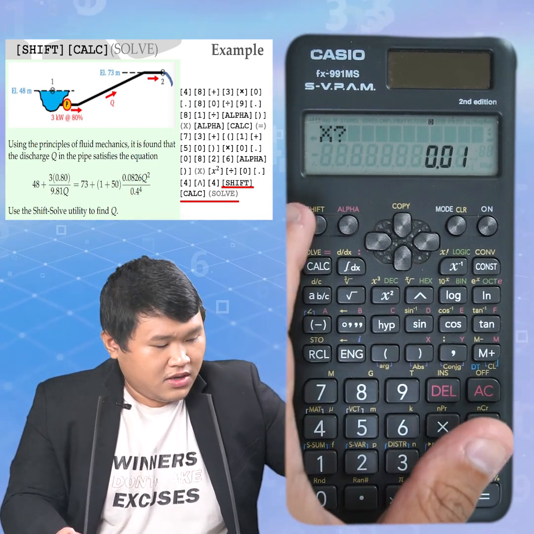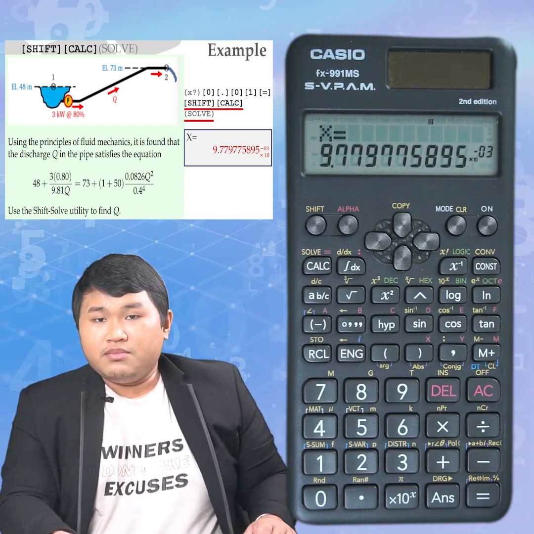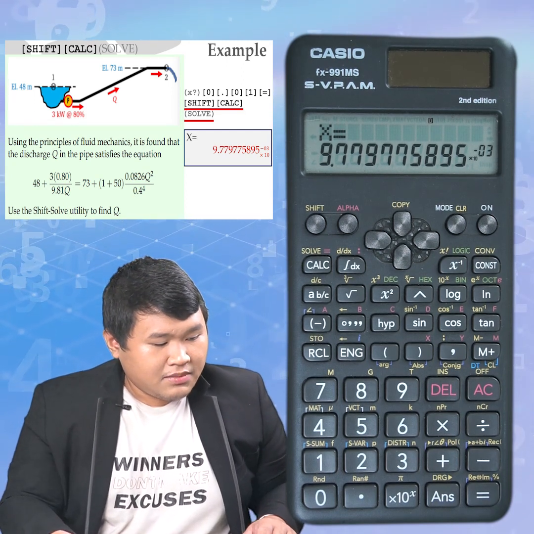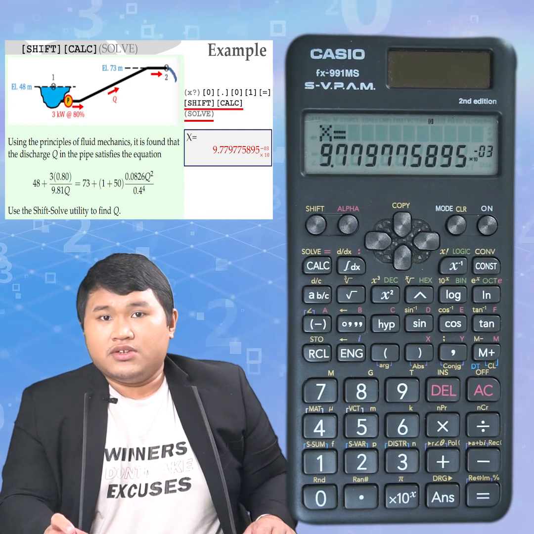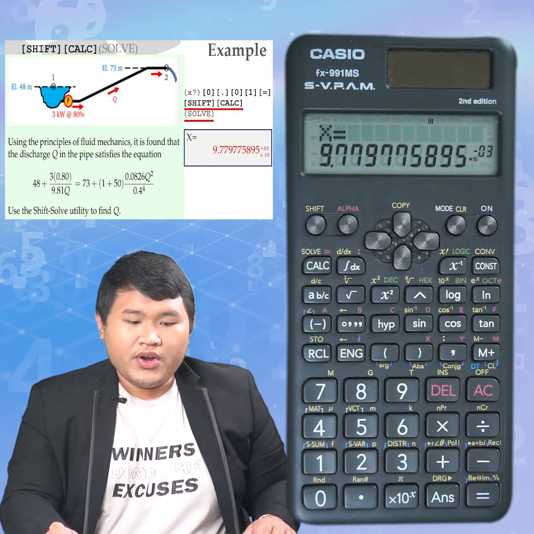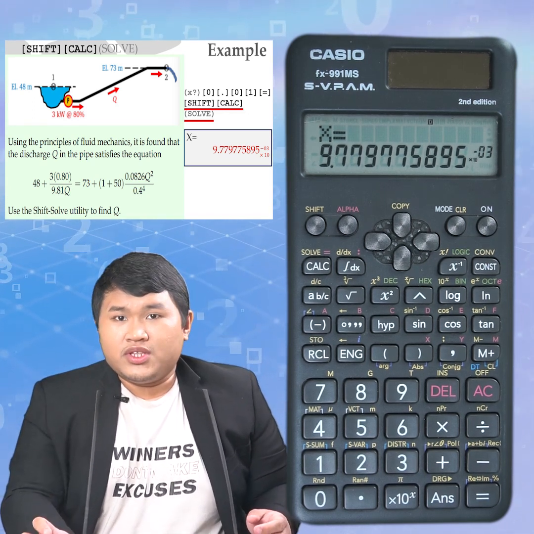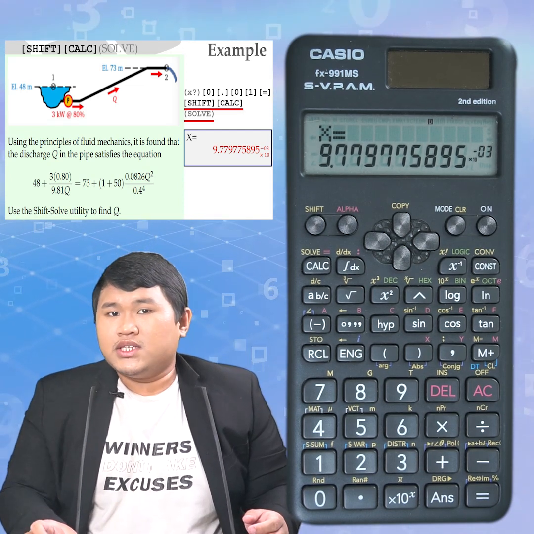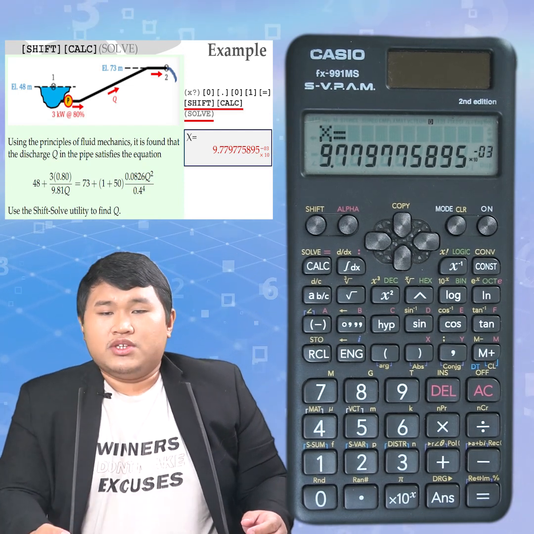Then we press shift and then calc. Shift and then calc. And then you will get the result, which is 9.775895 times 10 to the minus 3, and the unit is cubic meters per second. And that is the final answer for this problem. So that's how easy using SHIFT-SOLVE is. Input the equation, shift, calc, input the guess value, press equals, and then again shift calc, and you get one of the roots of the equation.